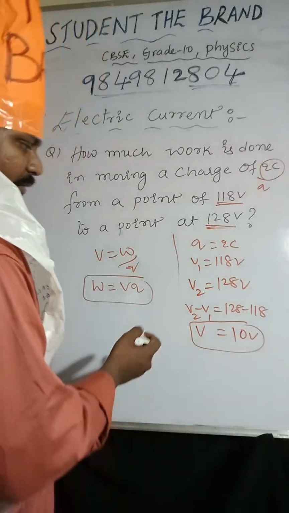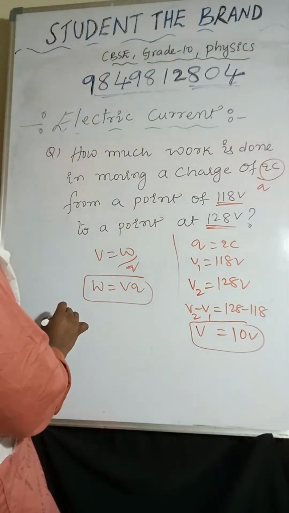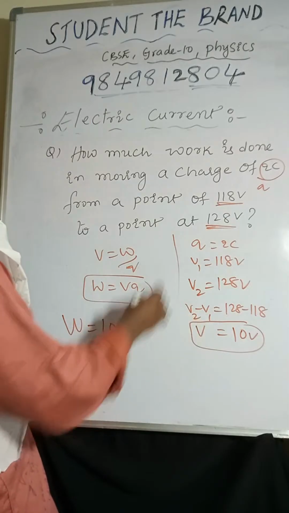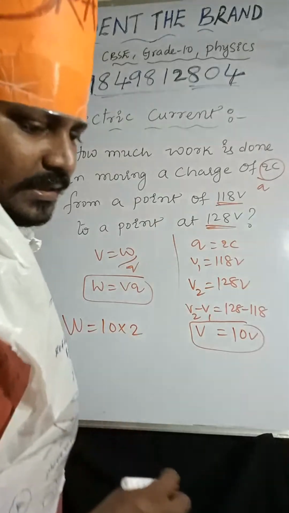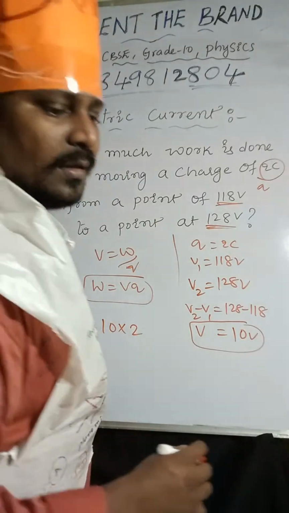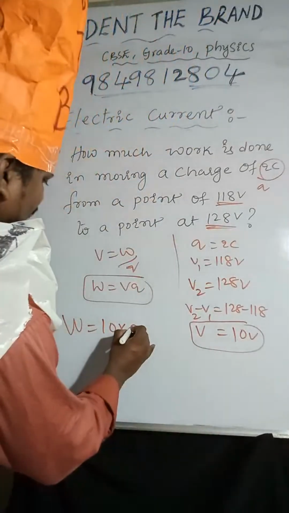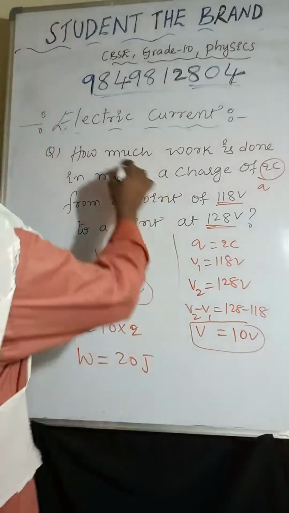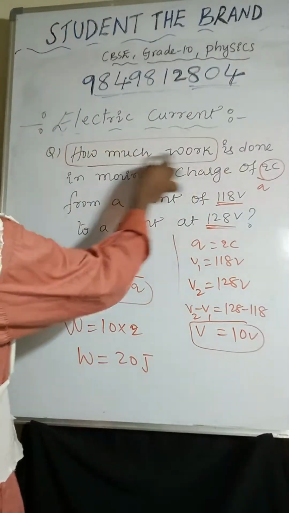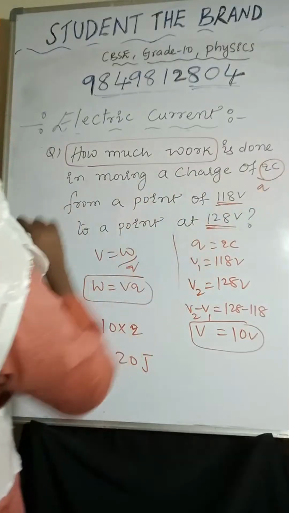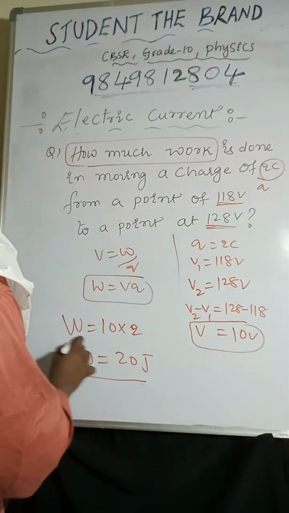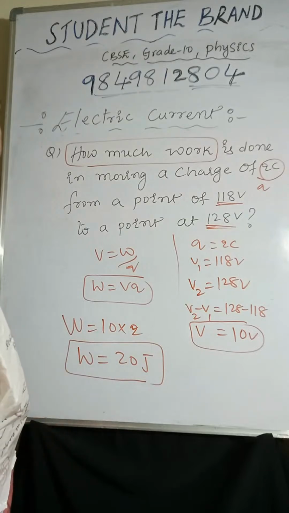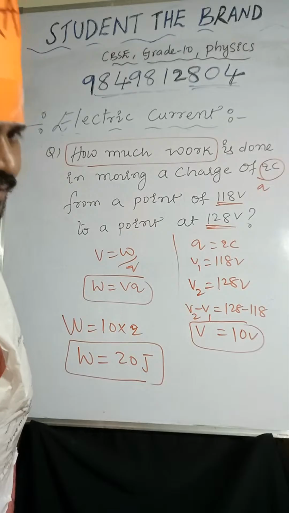Now we can find out W equal to V how much? 10 into 2. 20, right? Someone is saying 24. You will get 20 as the answer. So W equal to 20 joules. They're asking how much work is done in moving a charge of 2C, right? So this much work. Do you have any doubt? If you have any doubts, you can ask me. Is it clear?